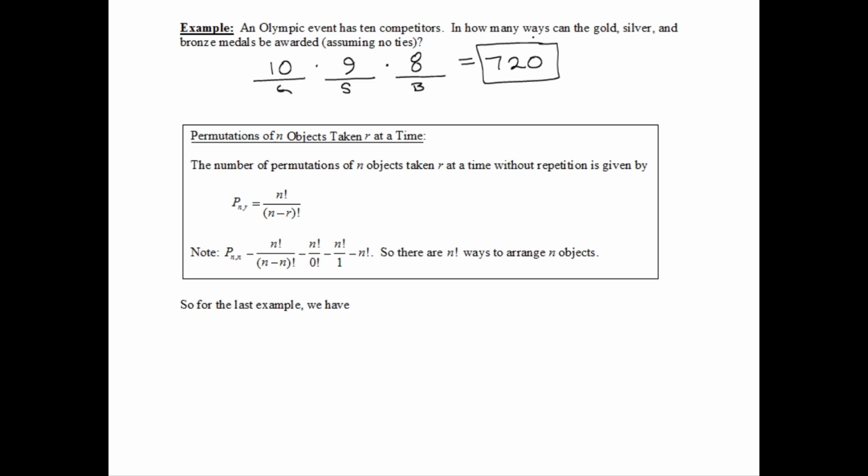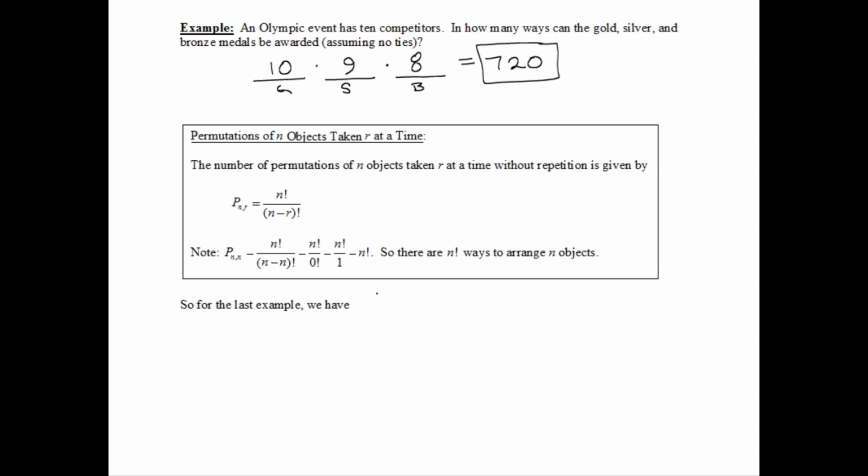Here, we call this a permutation: the number of permutations of n objects taken r at a time without repetition. What that means is we're going to take r of our n objects, and then we're going to put those r in an order. Permutations means changings of order. The formula for it is n factorial over n minus r factorial.